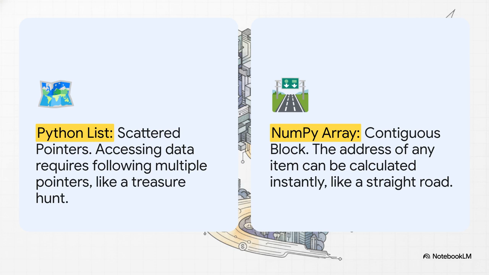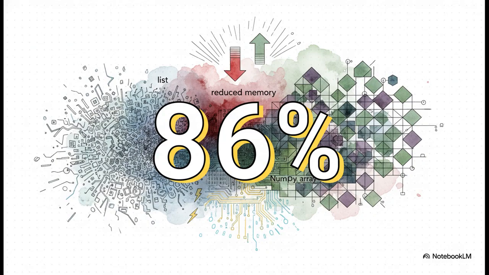This lets the processor work miracles. It can grab huge chunks of data at once and even prefetch the next batch into its high-speed cache before you even ask for it. It's like a chef having every single ingredient lined up in order versus having to run to the pantry for each one. And the impact on efficiency? It's just massive. When you're dealing with big numerical data sets, making the switch from lists to NumPy arrays can slash your memory usage by up to 86%. So it's not just faster, it's incredibly lean.